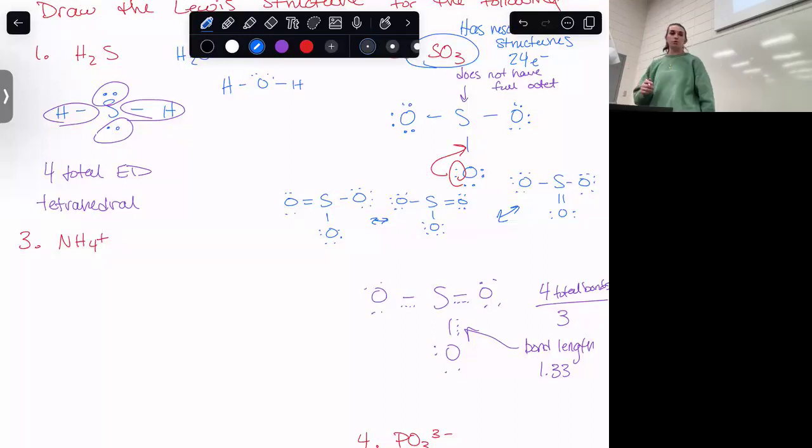How about NH4 plus? What does that one look like? How many valence electrons do we have here? This is just 8. We have 4 from our hydrogens, and then usually nitrogen has 5, but we have a plus in our ion here, so we're going to take away one of those electrons. So we only have 8 that we're working with. What goes in the center? Nitrogen. How many bonds does it make? Makes 4.